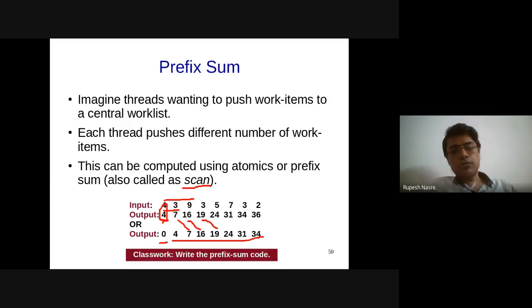Can somebody write down the code corresponding to that and paste it in the chat box? Or if there are any questions which you have not understood or any doubts, please feel free to ask.